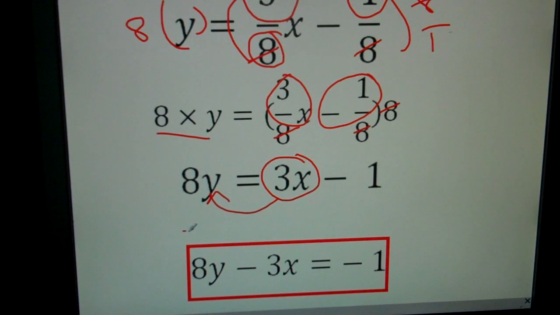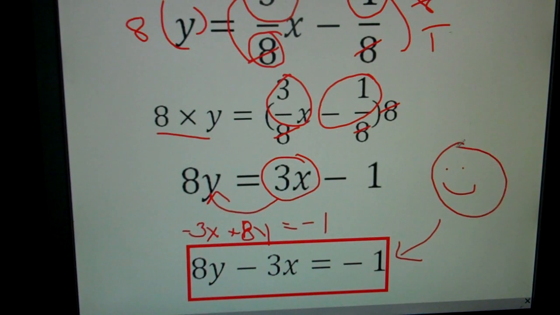And if you were being really technical, you would notice that I put this in the wrong order. The x part should be in the front. Oops: negative 3x plus 8y equals negative 1. But hey, if you get here, I am very happy.